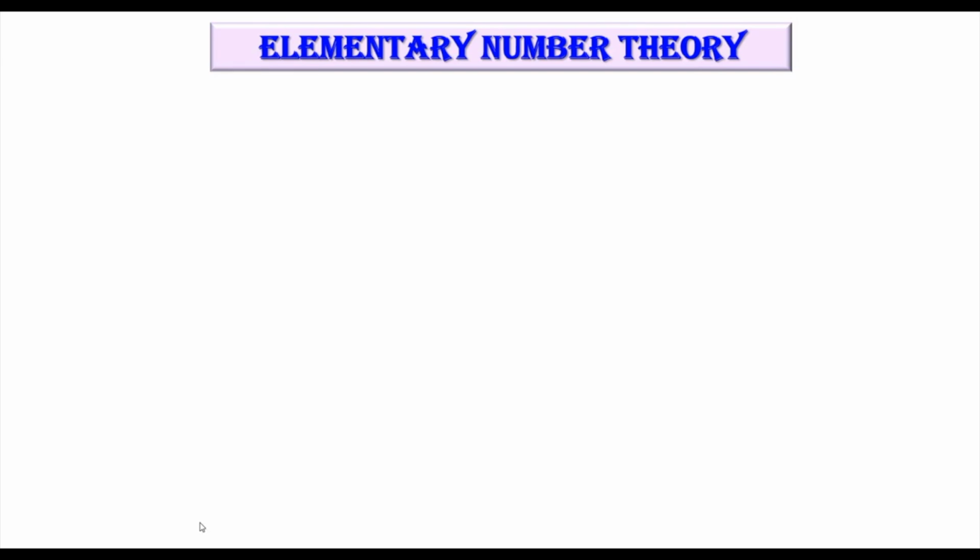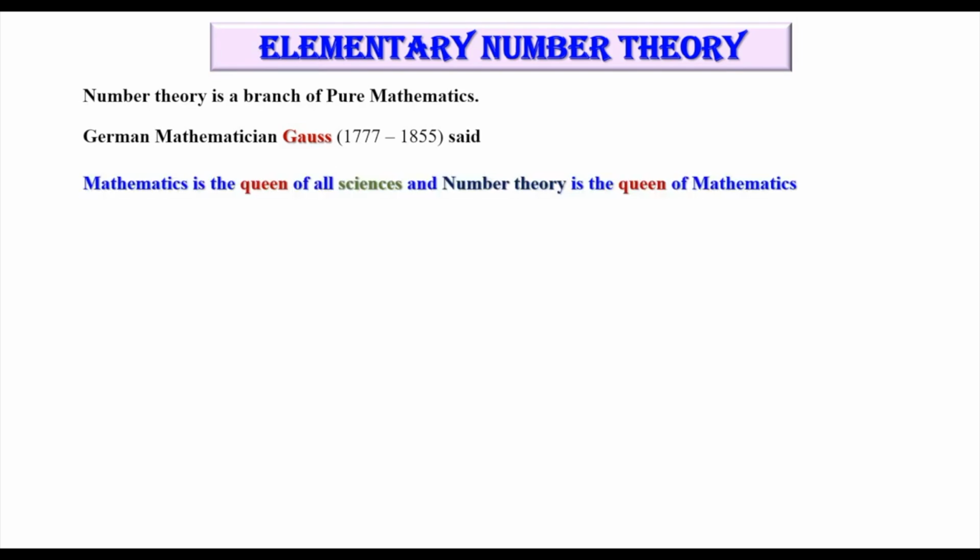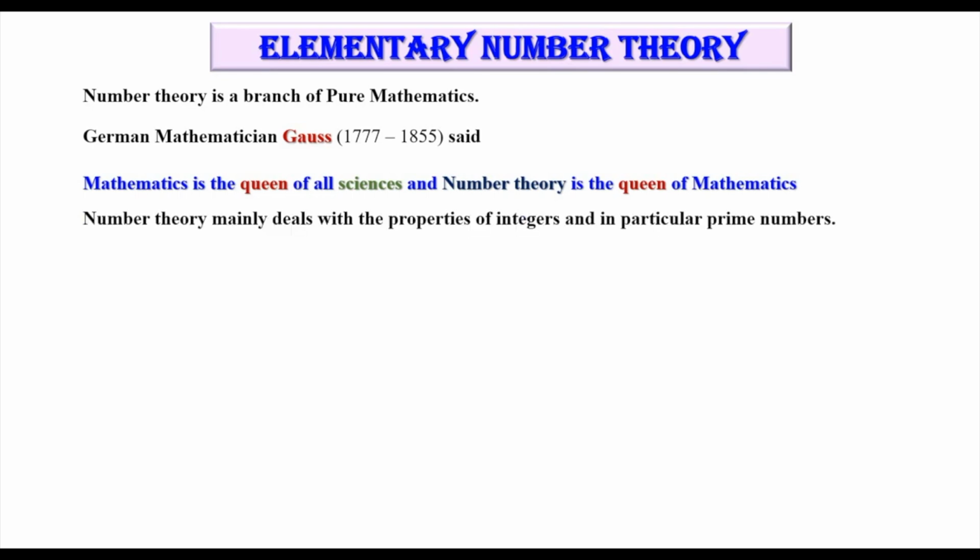This video deals with definitions and a few results on elementary number theory. Now, what is number theory? It is a branch of pure mathematics. The German mathematician Gauss once said that mathematics is the queen of all sciences and number theory is the queen of mathematics. Number theory mainly deals with the properties of integers and in particular prime numbers.